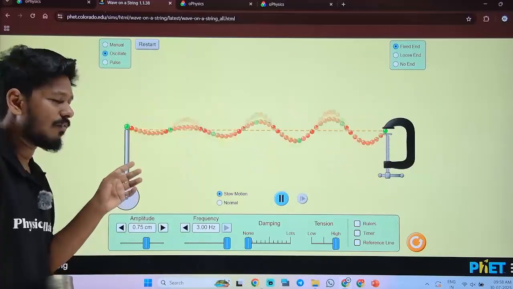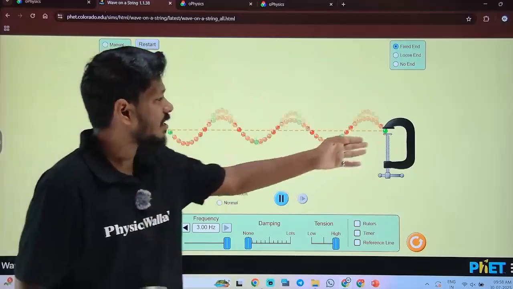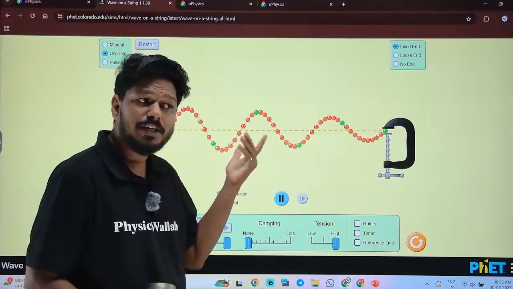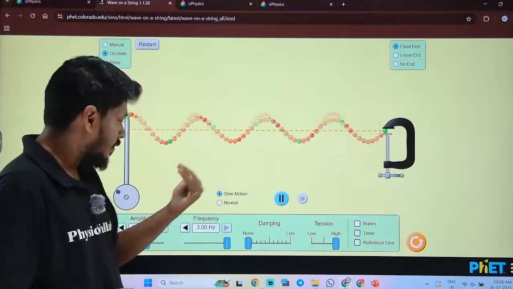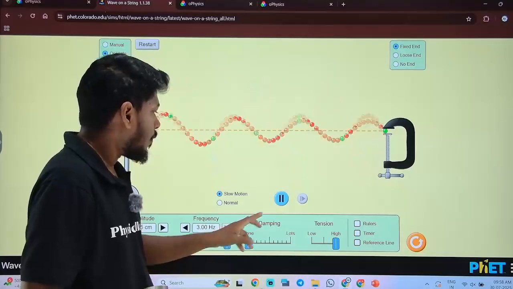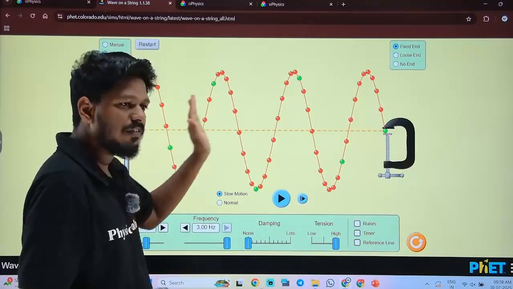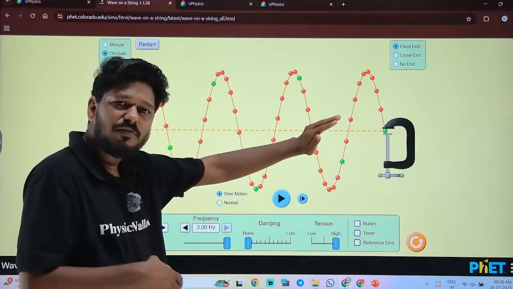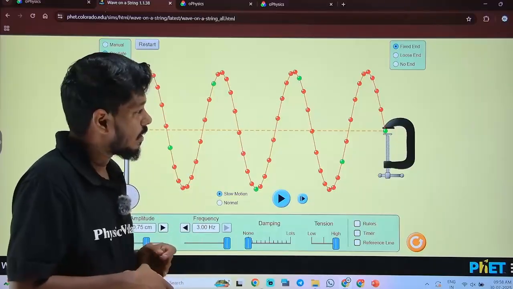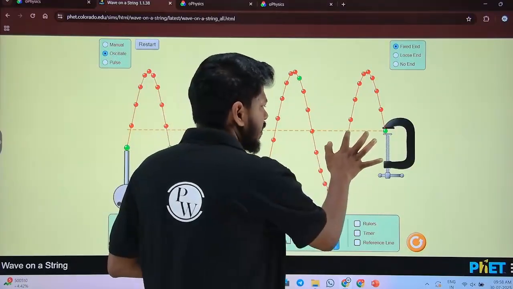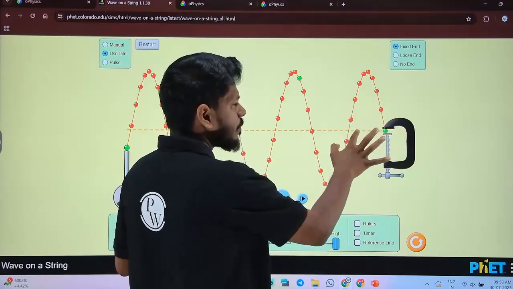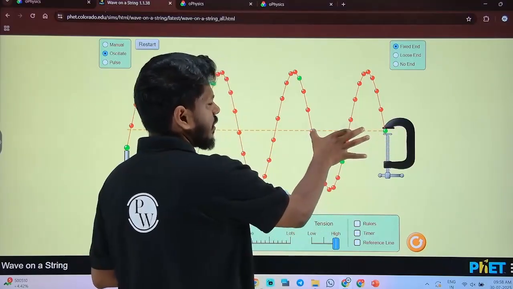I am sending a wave. This wave, after reflection, okay, both waves: one was the wave which I sent, another one was the wave which got reflected back. These two waves are superimposing. So if you see, this particular point is not going to move.